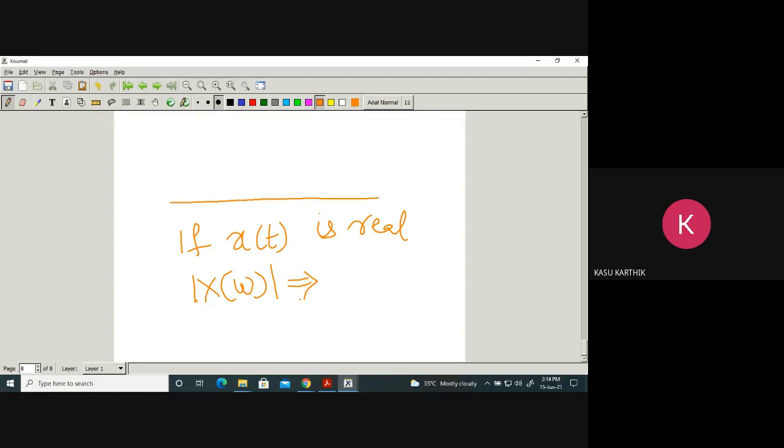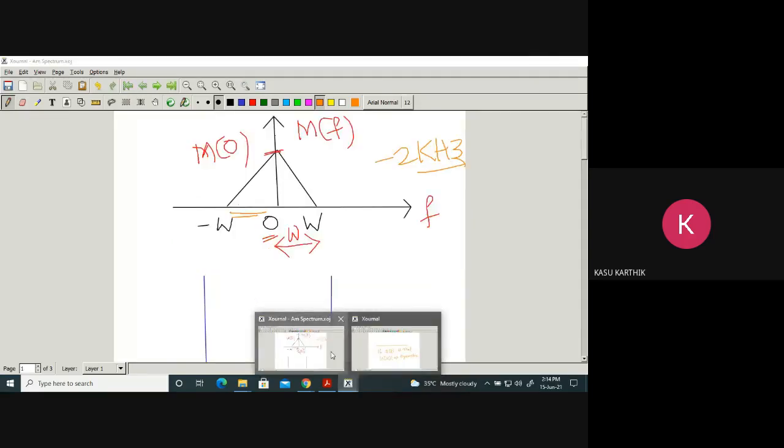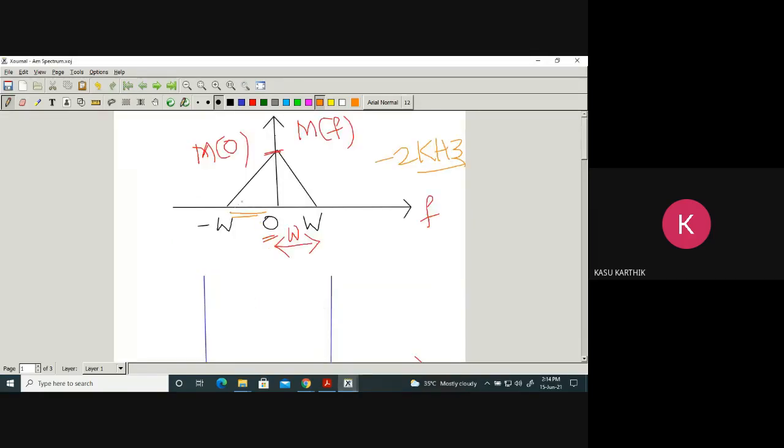How should it be? It should be symmetric. So for the sake of satisfying symmetry, we write this negative portion. Actually, this is the bandwidth. So 0 to w or omega. This is the bandwidth of this signal. So we write this negative part for the sake of symmetry.